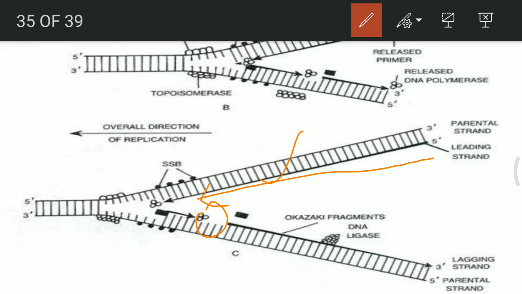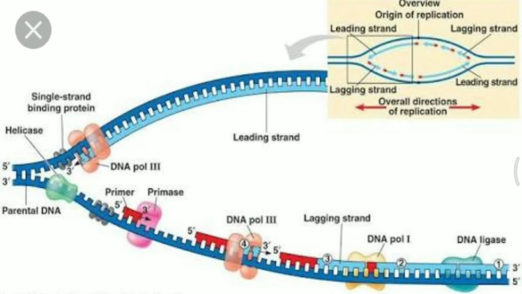Okazaki fragments are named as such because of the presence of these small chunks of DNA formation, and that's why they look a little different from the normal DNA structure. So this is important. Next is the same diagram in a little more elaborated way.